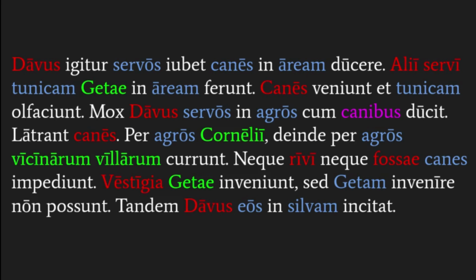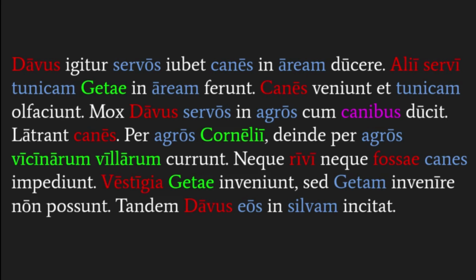Latrant canes, the dogs bark, right? Per agros Cornelii, deinde per agros vicinarum villarum currunt. So currunt is our verb here, and you'll notice again, there's no red word here in the sentence because the subject is implied from the last one. It's referring to the dogs. So the dogs run per agros Cornelii, through the fields of Cornelius. Sorry, it's not the Corneliuses, it's of Cornelius, singular, meaning the dad.